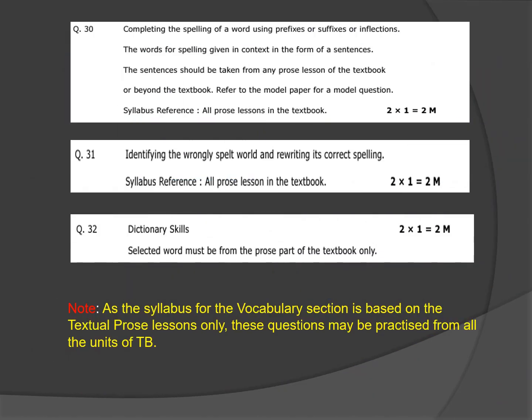Under question number 30, a student is supposed to complete the given word by using either a prefix, suffix, or inflection, and the syllabus reference for this will be all prose lessons in the textbook, and the 2 questions will carry 1 mark each. Under question number 31, identification of the wrongly spelled word and rewriting its correct spelling is needed, and here the syllabus reference will be all prose lessons in the textbook.